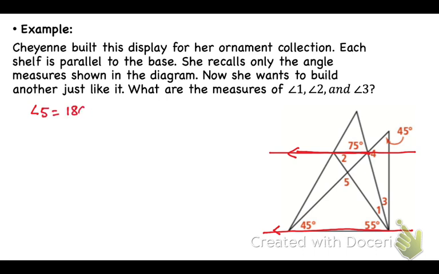So angle 5 is 180 minus 100, so it's 80. I don't know if I can write small enough. Hopefully you guys can see to get it in there. So 80 there and then 80 here.